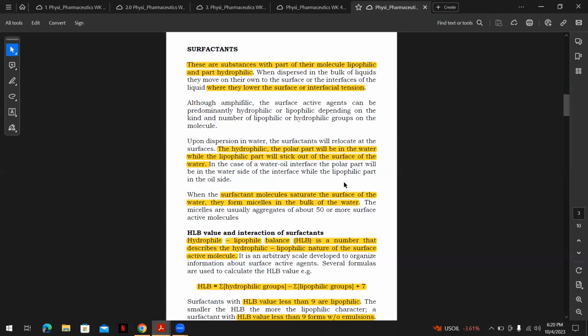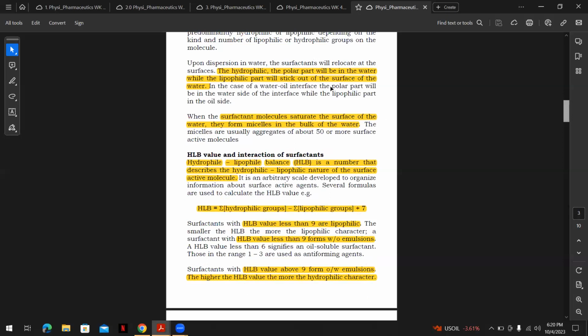So surfactants, as I've been saying, just lower the surface or interfacial tension. Surface tension is for a single liquid, but interfacial is for immiscible liquids. The hydrophile-lipophile balance, HLB, is a number that describes the nature of the surface active molecule. So how is it calculated? You take the sum of the hydrophilic, water-loving groups, minus the sum of the lipophilic groups, then plus 7.